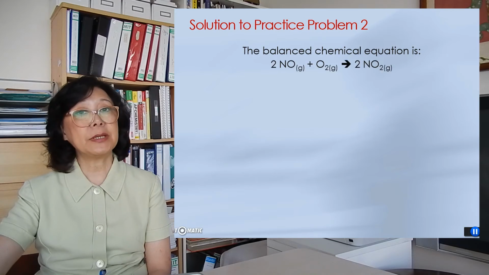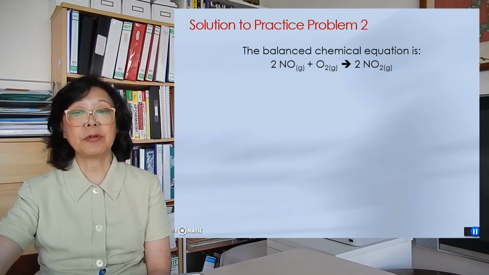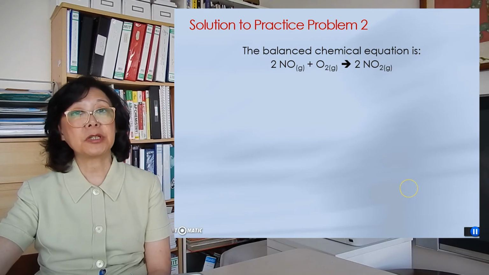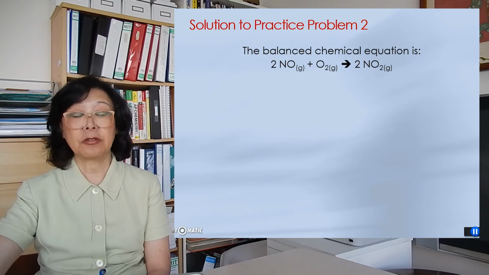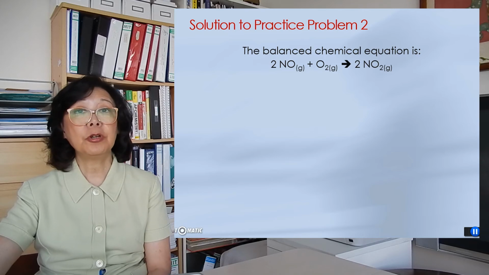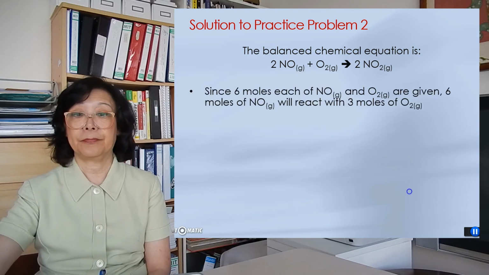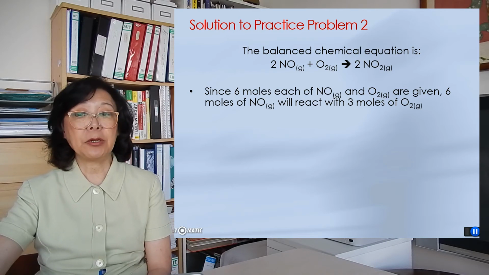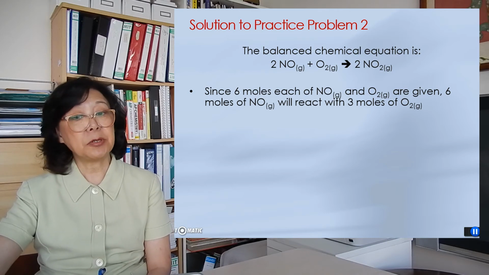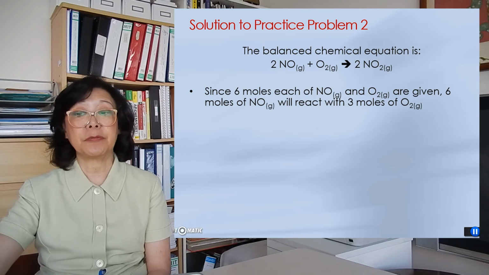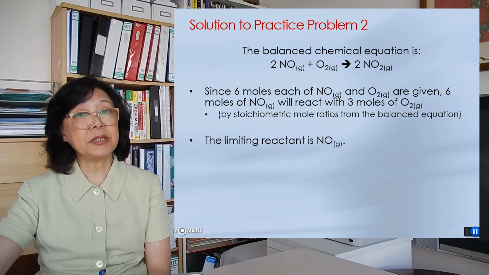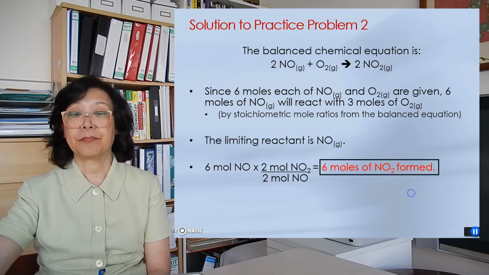The balanced equation is 2 moles of NO gas reacting with 1 mole of diatomic oxygen gas to form 2 moles of nitrogen dioxide gas. So the mole ratio is 2 to 1 to 2. Now because we have 6 moles of each NO and O2 given, that means 6 moles of NO will react with 3 moles of O2 by the mole ratio. That means the limiting reactant is NO.